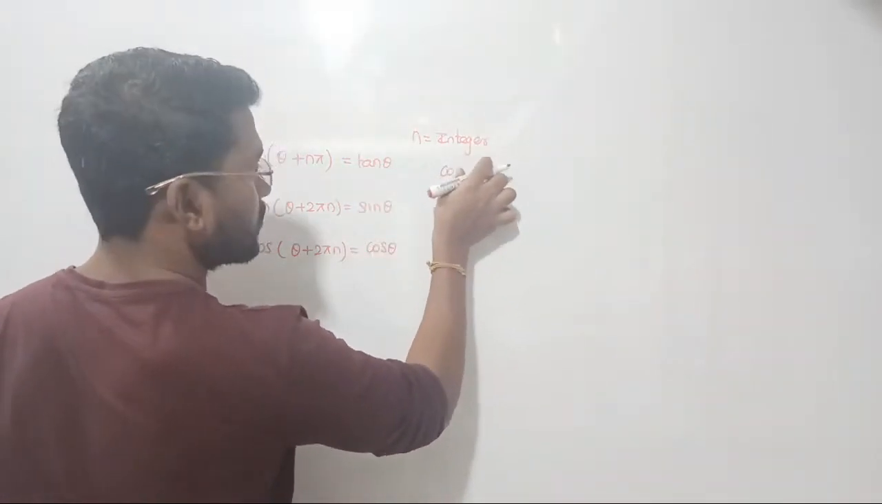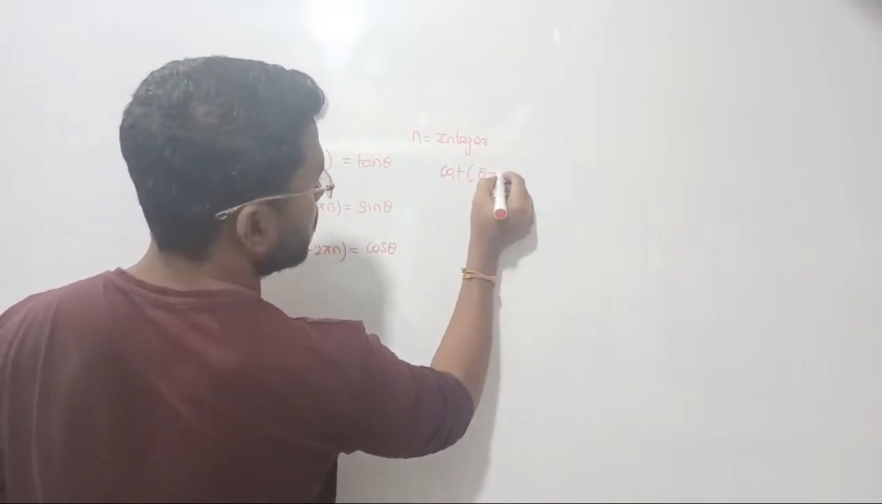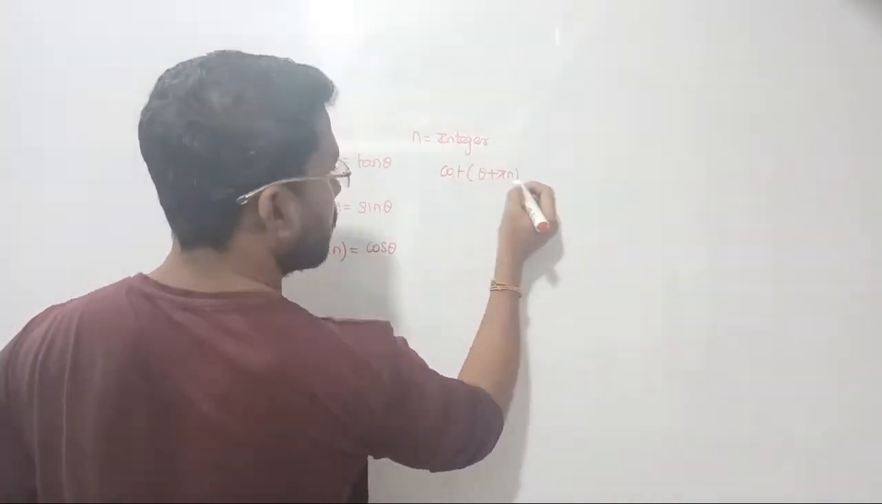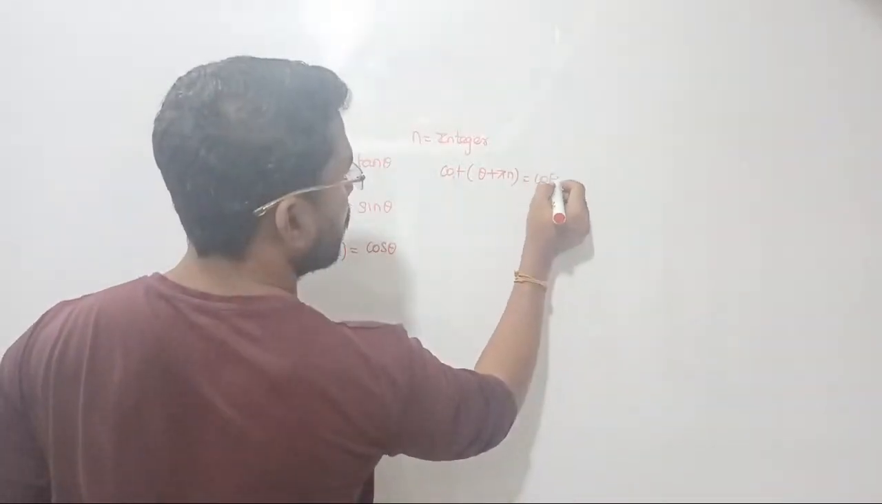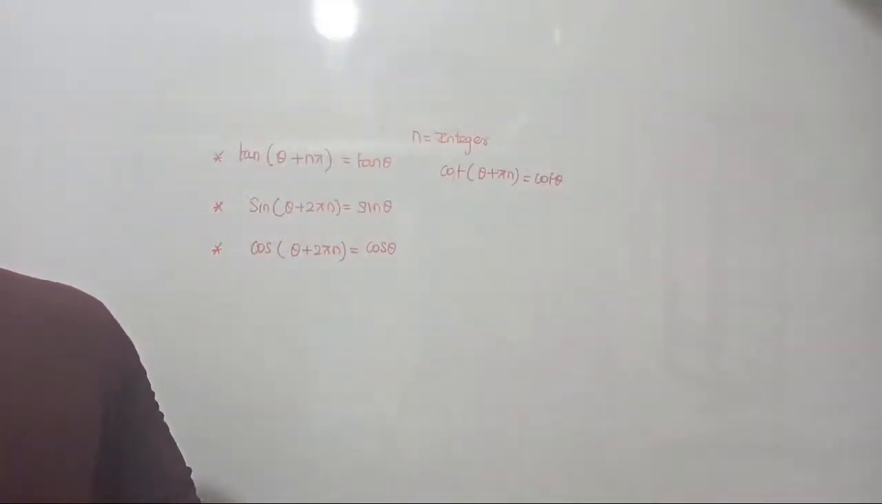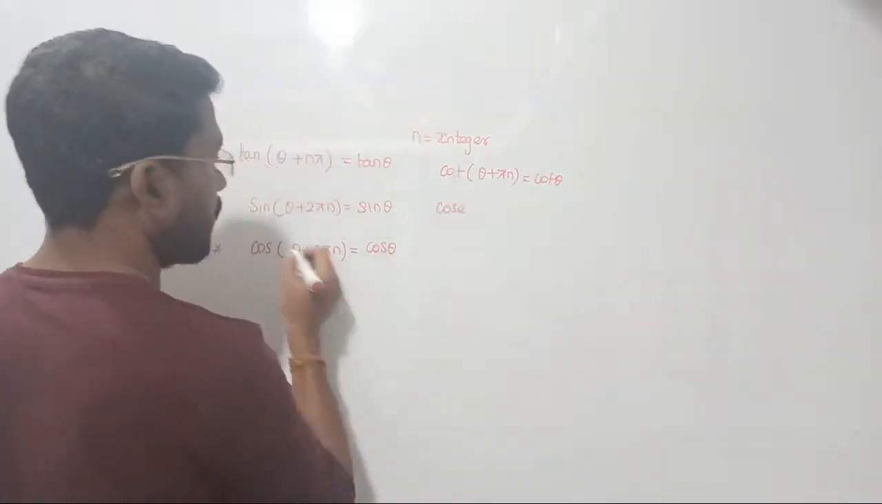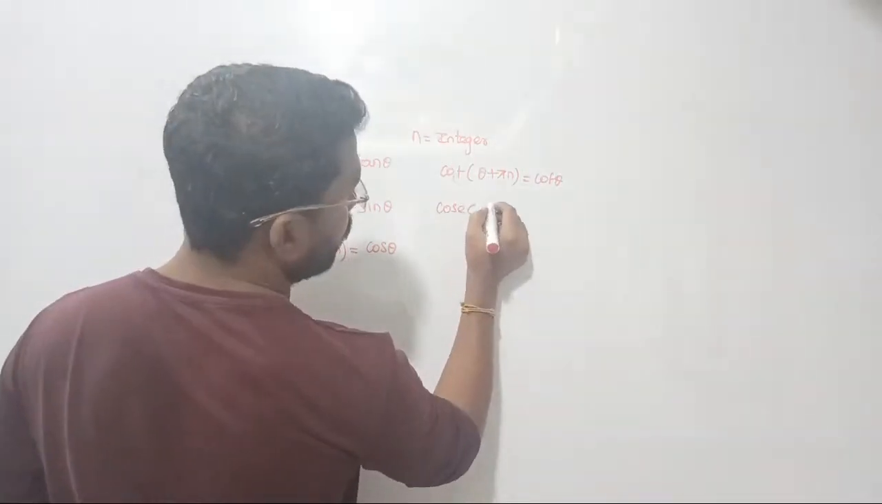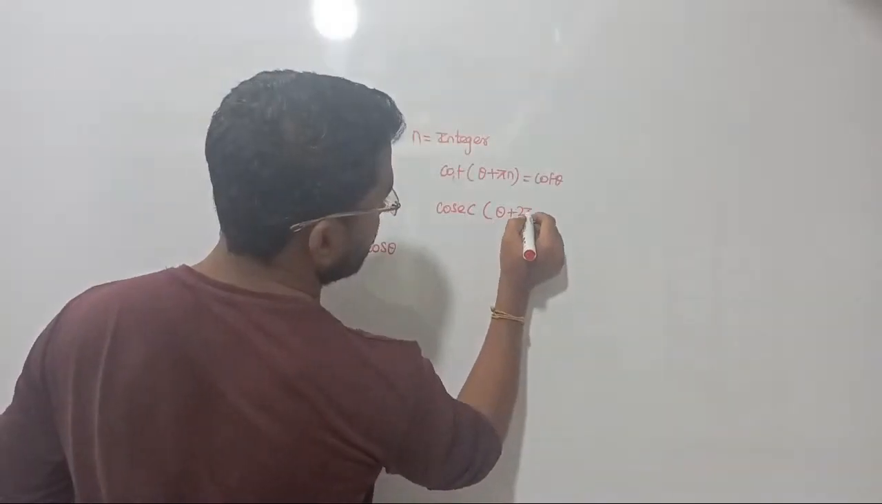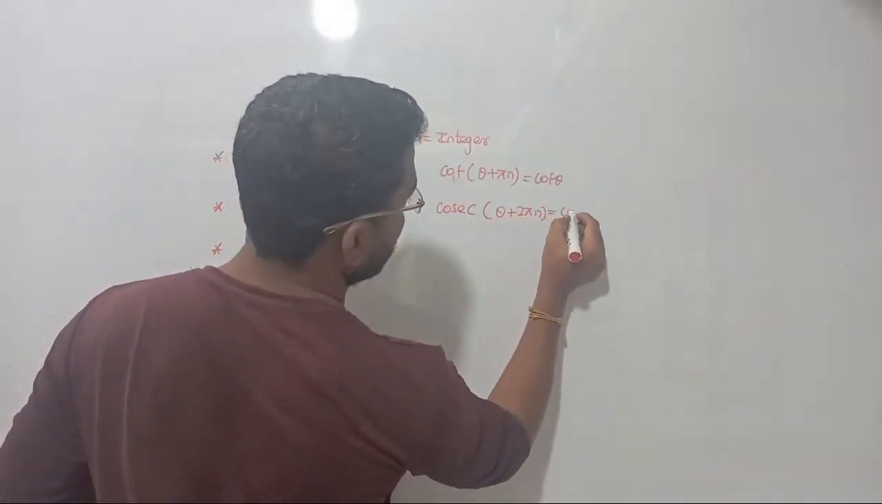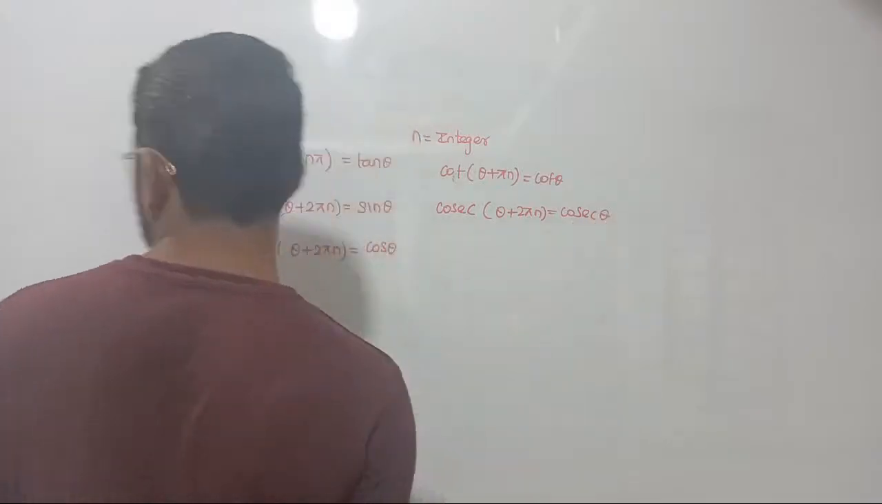Next I took cot. For cot we have to consider pi only. Cot of theta plus pi n is equal to cot theta only. Next I took cosecant. For cosecant we have to make a revolution like sine, so we go up to 2 pi n, which gives cosecant theta.